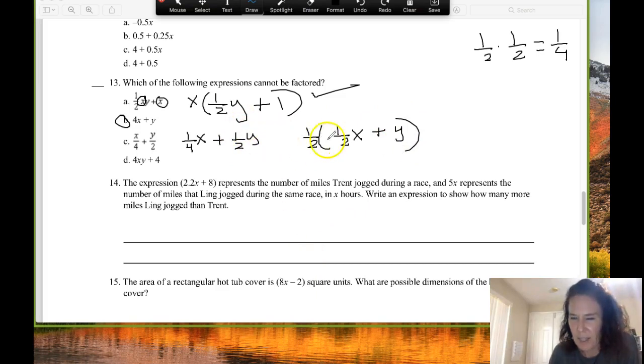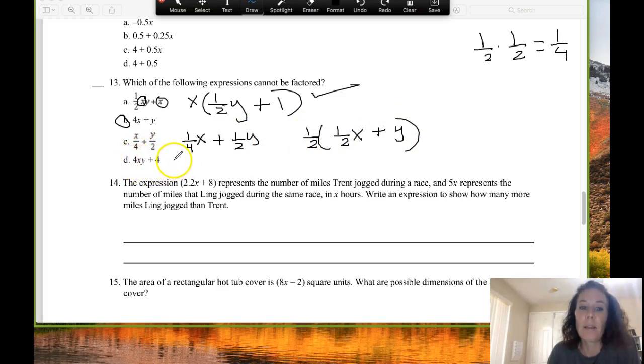Check it and see if this gives you back that. Well, 1/2 times 1/2 x would be 1/2 times 1/2, which is 1/4 x. 1/2 times y is 1/2 y. So this does factor.